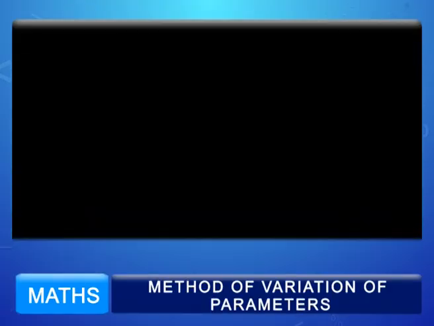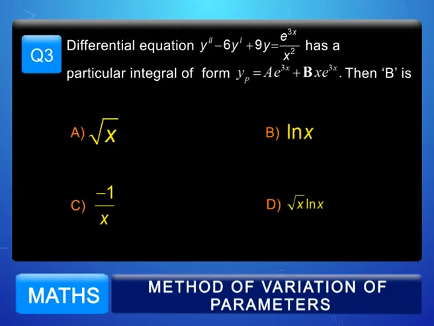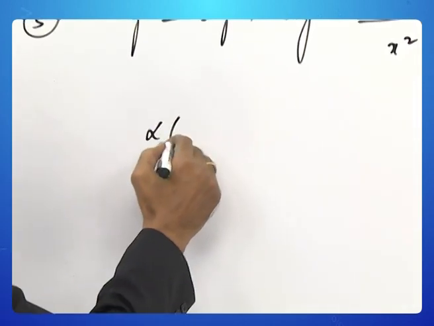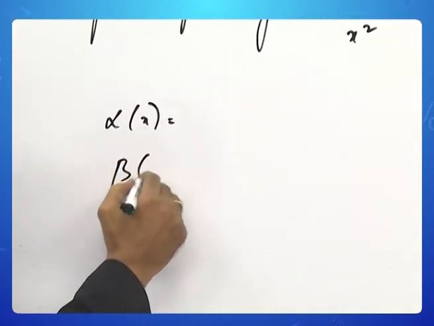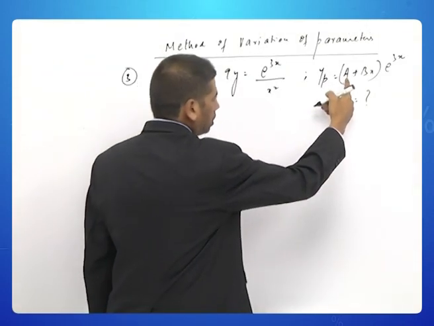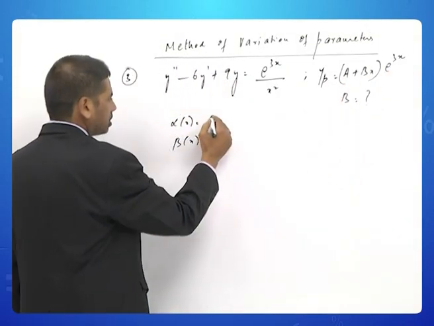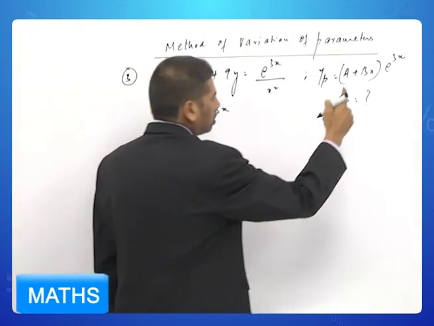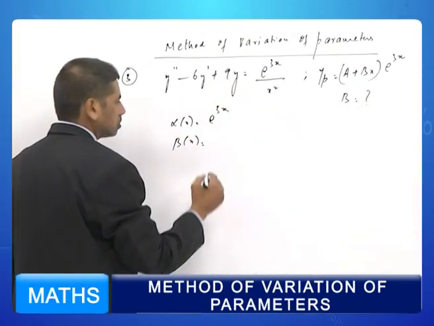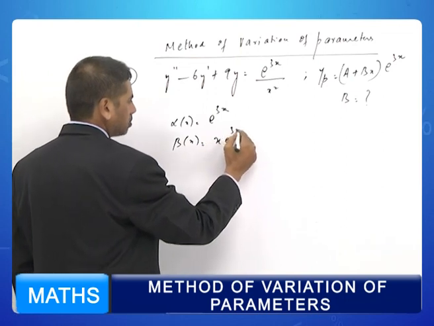Question number 3. Differential equation y double dash minus 6y dash plus 9y is equal to e power 3x by x squared has a particular integral of the form a plus bx e power 3x. What is b? Very similar to the last problem, but the integration has to be done carefully. Now we can easily see that alpha x and beta x can be read from the structure. So alpha x is e power 3x, and beta x is x e power 3x.